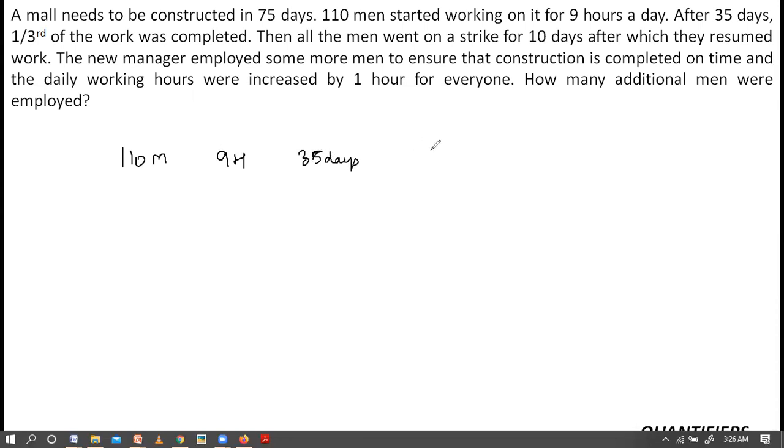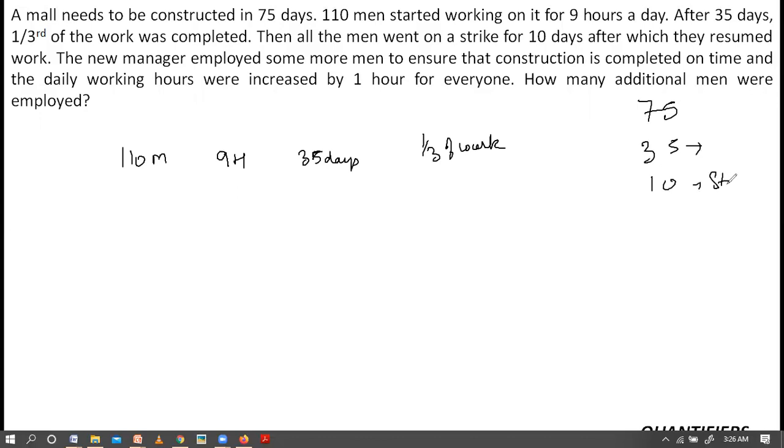completed 1/3 of the work. Okay, this is given to me. 110 men, 9 hours, 35 days and 1/3 of the work is completed. Then they went for a strike. उसके बाद हमारे पास strike हो चुकी है, right? Okay, for 10 days. So there was a period of 75 days, 35 days have already gone, and then there are 10 days of strike.